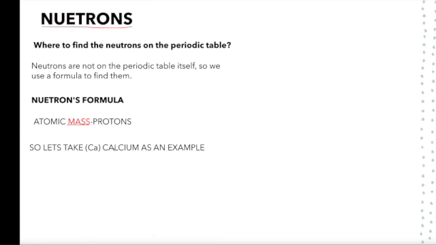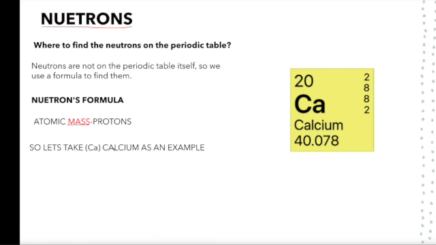So let's take Ca, calcium, as an example. So here it is. For the atomic mass, which is located at the bottom, this would be 40. Then the protons, which would be on the top as the same number as the atomic number, would be 20. So you do atomic mass minus the protons. So you do 40 minus 20, which would equal 20 neutrons.